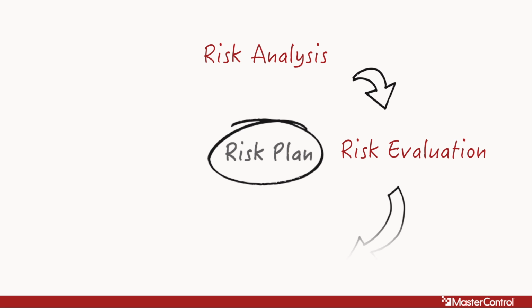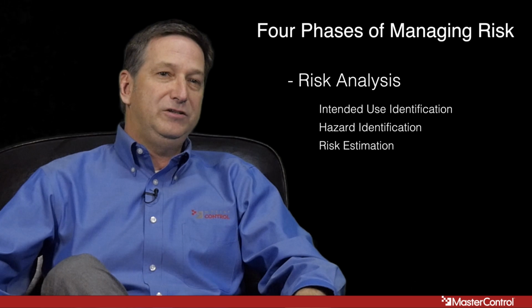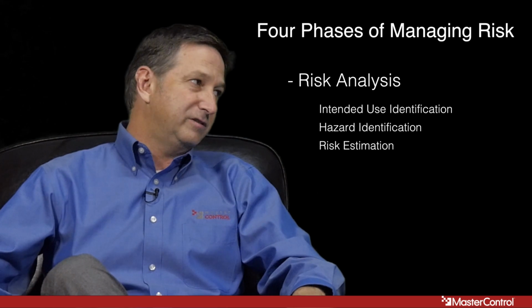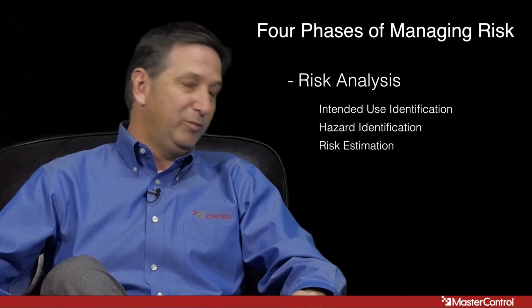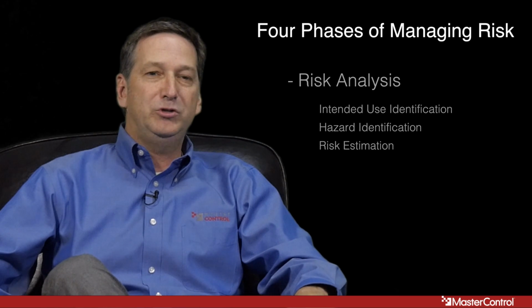And I'd like Peter, if you would, just to go through those phases. Yeah, so those four phases involve risk analysis, risk evaluation, risk control, and post-production information. So under risk analysis, you've got things like intended use identification, hazard identification, risk estimation. A lot of this is in the same language as 14971, but it's more of an enterprise approach to it, a sort of global, company-wide, organization-wide kind of approach.